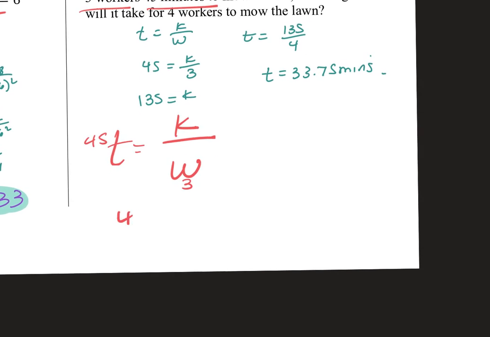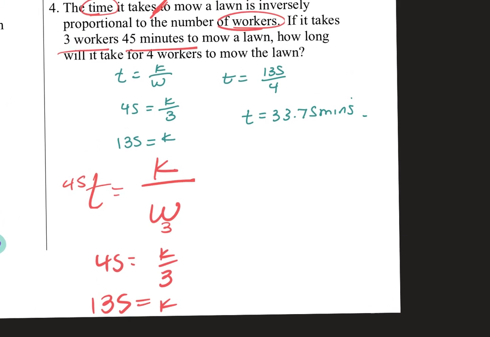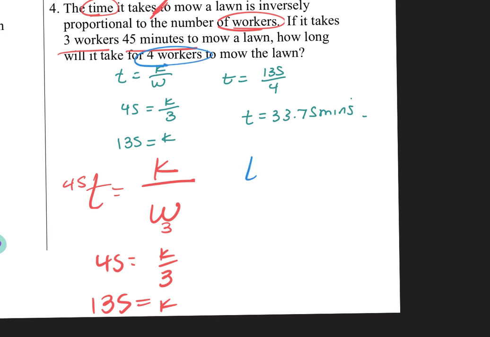So then I do 45 equals K over 3 and multiply both sides by 3, and I get 135 for my K. Then I have to plug in K now with the one piece of information they give you the second time. How long will it take for 4 workers? So they're giving me the W to mow the lawn. So I don't know time this time, but I know my K is 135, and I know it's 4 workers. And then when you divide that, you get 33.75 minutes.